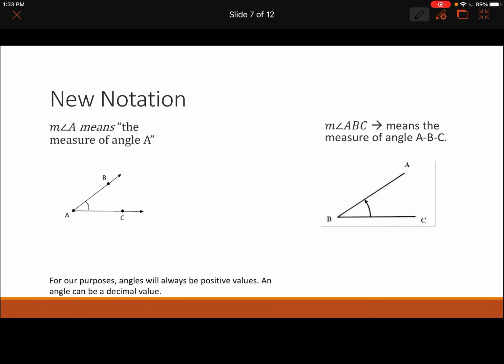So some new notation: when we see the letter M, angle A, that's going to mean the measure of angle A. And if we see the same thing with 3 letters, the measure of angle ABC, that's going to mean the measure of angle B that is drawn with line segments AB and CB. For our purposes, all of the values of any angle we deal with are going to be positive, and sometimes we may end up with decimal values for our angle.